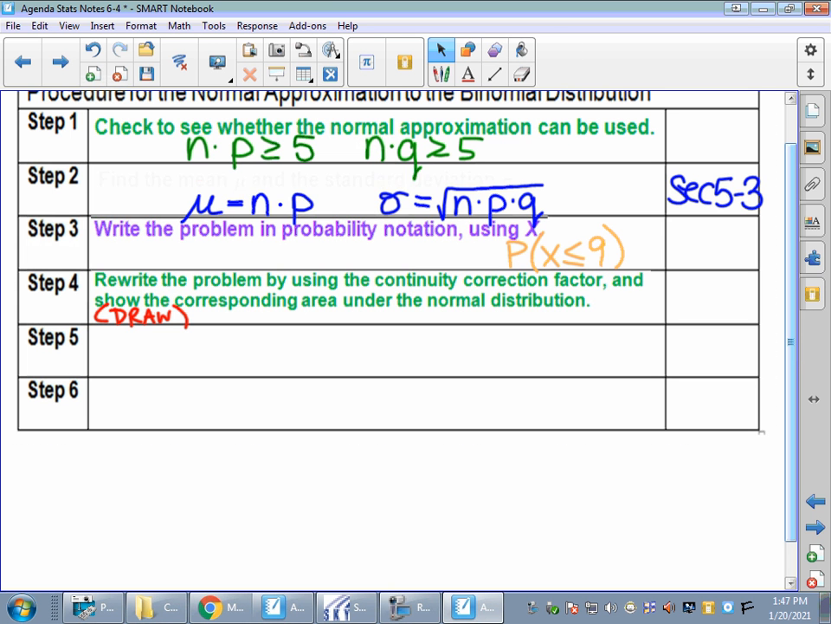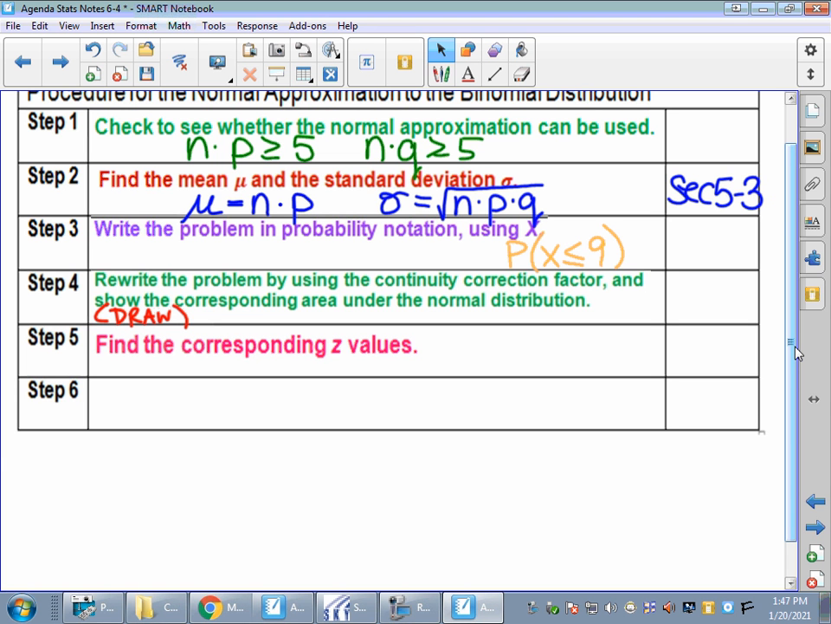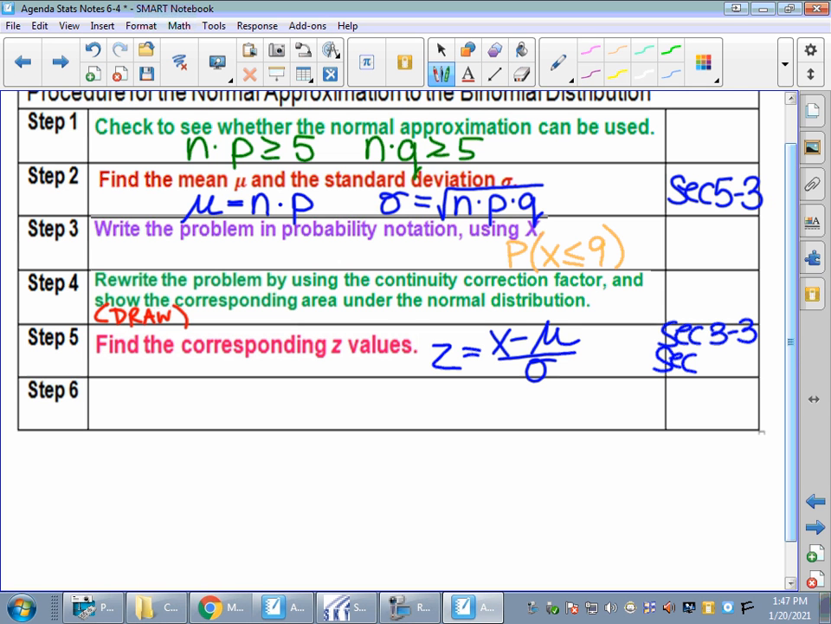All right, so once we've got our continuity correction, then comes the real thing. Find the z values. Do the z-score formula. So z is equal to x minus mu, all over sigma. I forgot we were working with populations. I believe that was in section 3.3, and I know for sure we did that in section 6.2.